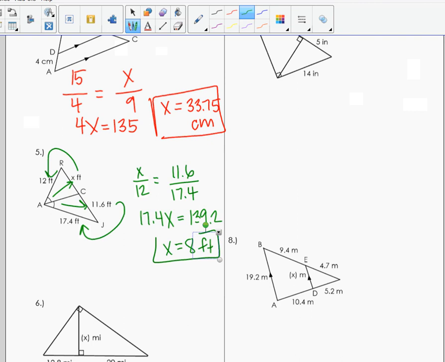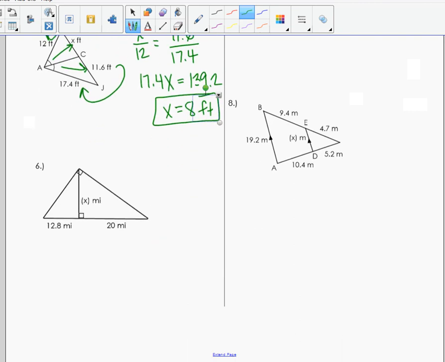There we go. All right, number 6 is the two right angles, so you should be thinking geometric mean. So we had two formulas here. One was altitude squared equals left times right.